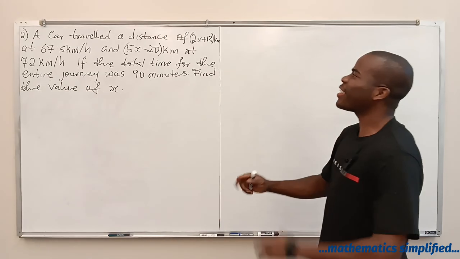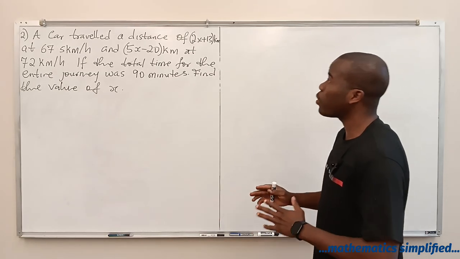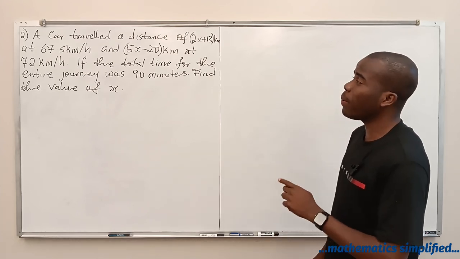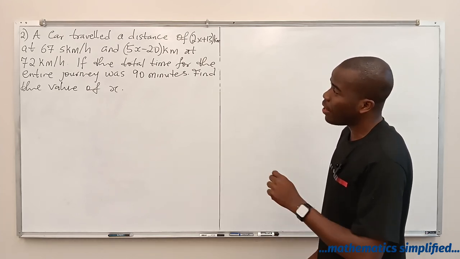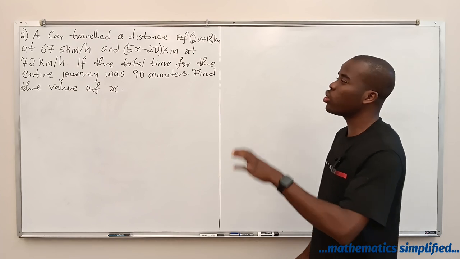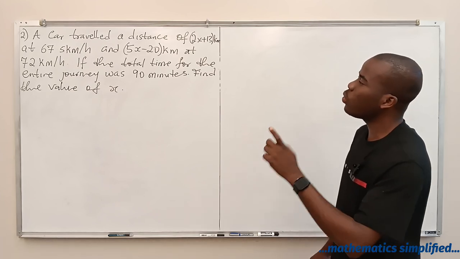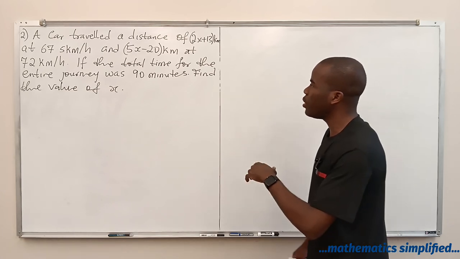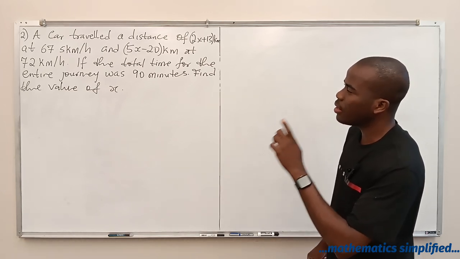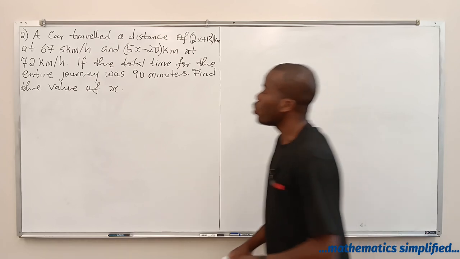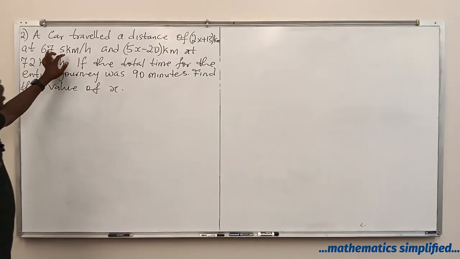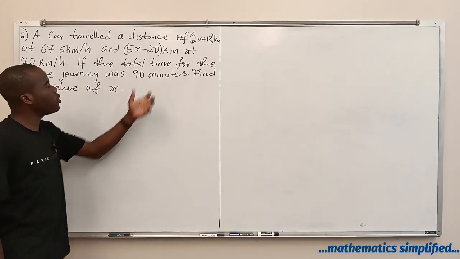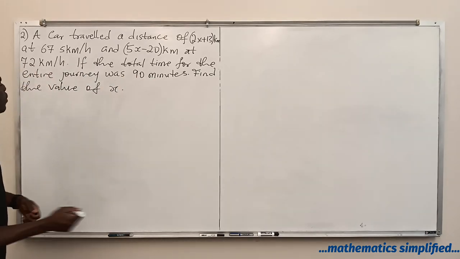Question 2 says, a car traveled a distance of 2x plus 13 kilometers at 67.5 kilometers per hour and 5x minus 20 kilometers at 72 kilometers per hour. If the total time for the entire journey was 90 minutes, find the value of x. So mind you, our speed is given in per hour, so we need to convert this 90 minutes to an hour.